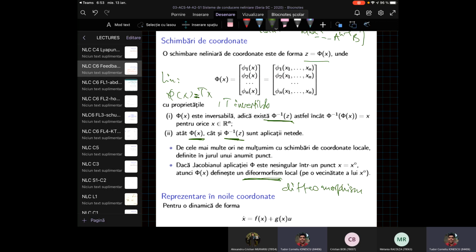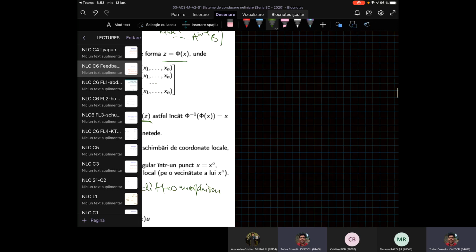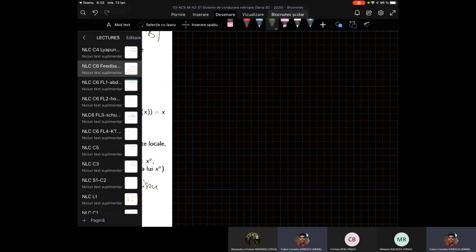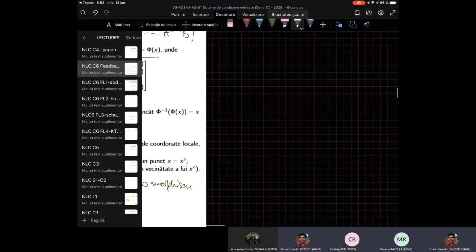So a coordinate transformation in the nonlinear case needs to be a diffeomorphism in the sense that also the Jacobian of the function, you know what a Jacobian is, right? Or not? Yes. Not the formula, but okay.